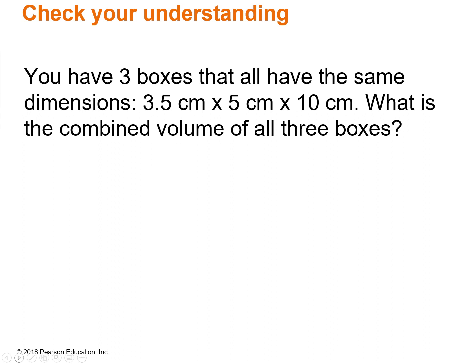Let's say you have 3 boxes that all have the same dimensions. What is the combined volume of all 3 boxes? As a reminder, you probably know this intuitively, but length times width times height, that's volume, if we're talking about a solid of some kind. We've got 3 of these. So the combined volume is going to be 3 times our length times our width times our height.